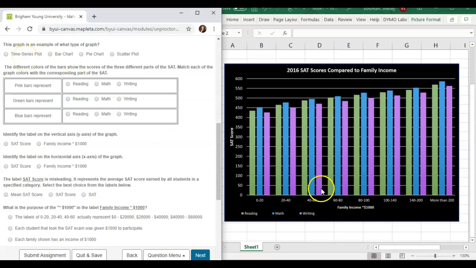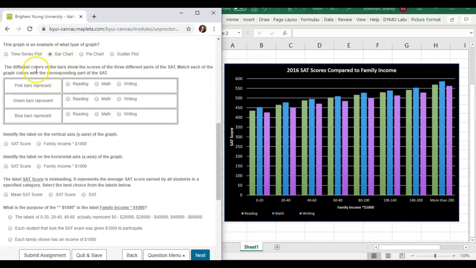A time series. Nope, we don't have any time going on down here. On the horizontal, it's not going from a certain time frame. A bar chart. Yeah, this is a great bar chart. A pie chart. Nope, it's not a circle, and it's not a scatter plot with a bunch of different points out here. So it's definitely a bar chart.